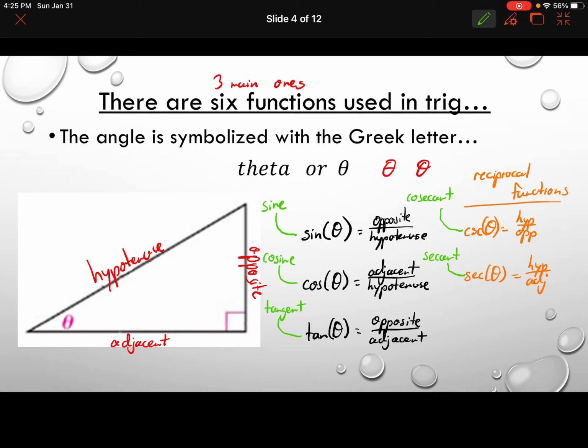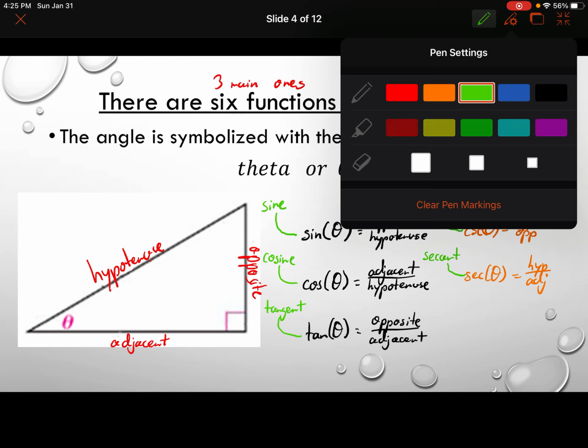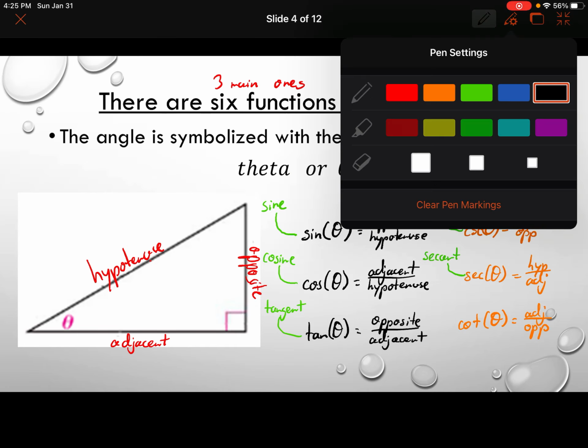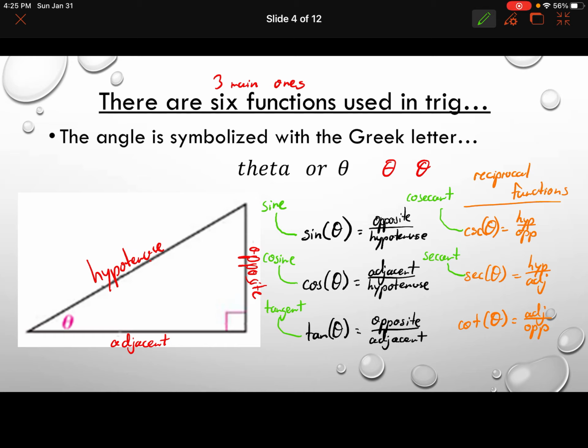And then finally the last one, which is typically the easiest one to remember, is called cotangent. C-O-T, so cotangent, and that's the reciprocal of tangent, so adjacent over opposite. I say it's the easiest one to remember because it literally has tangent in its name, so it's easier to remember that it is just the reciprocal of tangent. So those are your 6 trig functions: sine, cosine, tangent, the 3 main ones.